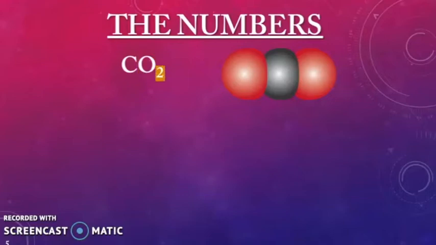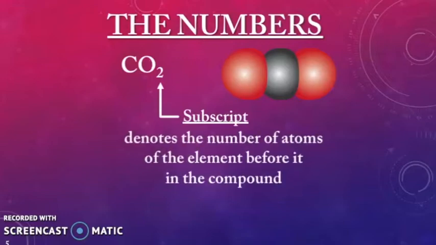But the 2, some people get a little confused with the 2. This actually has a name, and it's called a subscript. What that means is it denotes the number of atoms of the element before it in the compound. So the subscript is telling me that I have 2 oxygens. Now, notice that it belongs to the oxygen and not to the carbon. Some students in the past have thought that the 2 belonged to the oxygen and the carbon, but in this case it really only belongs to the oxygen.